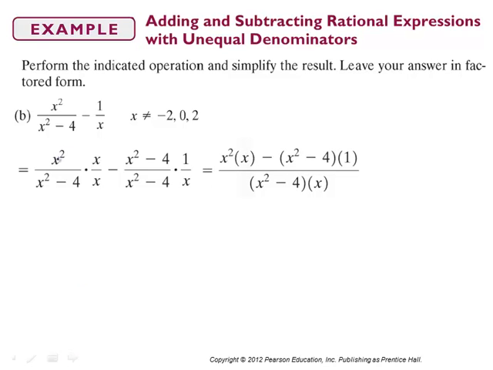Now in the numerator, we have x squared times x is x cubed, and (x squared minus 4) times 1, which is x squared minus 4. And then you just simplify that numerator. You have x cubed minus x squared minus a negative 4, which is a plus 4. And then you might be asked to leave your answer in factored form. So factor the denominator, factor the numerator if you can, which in this case you can't.